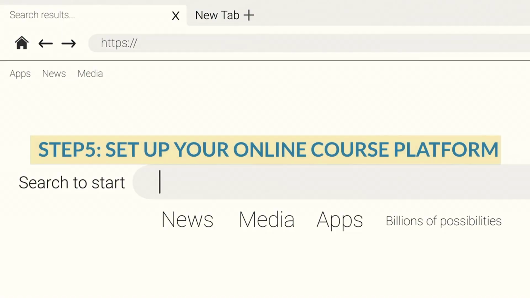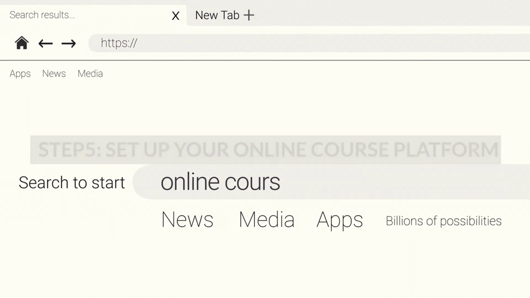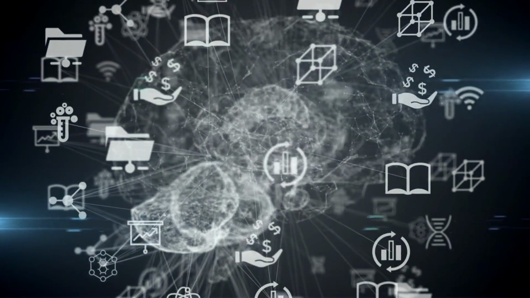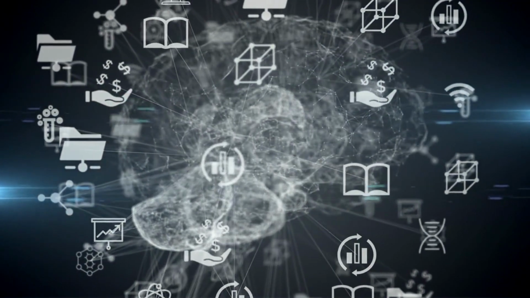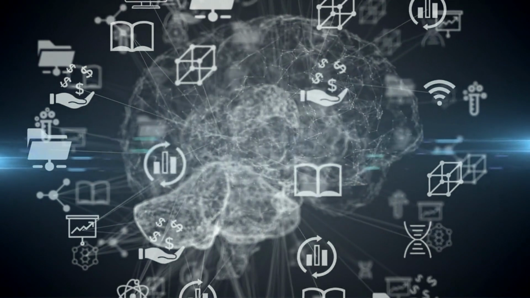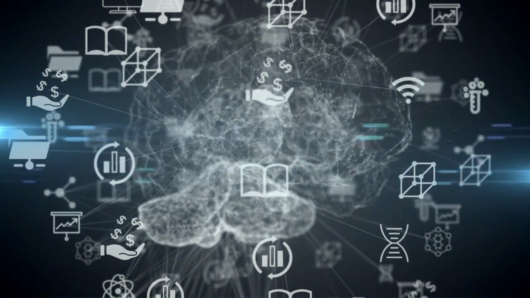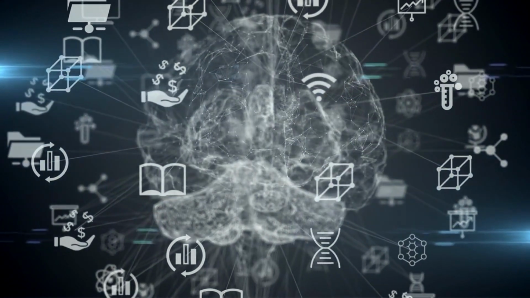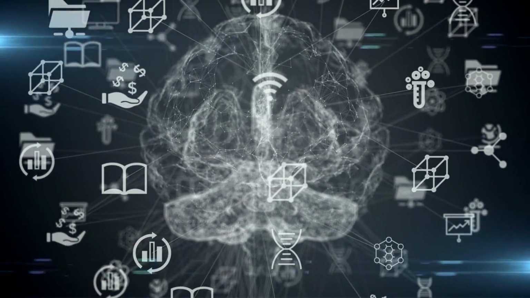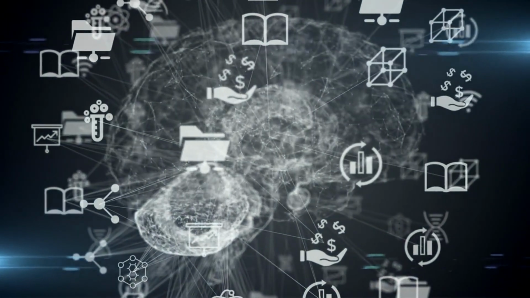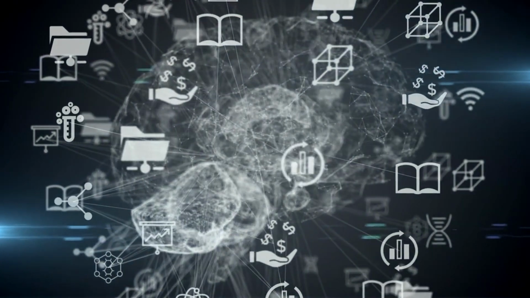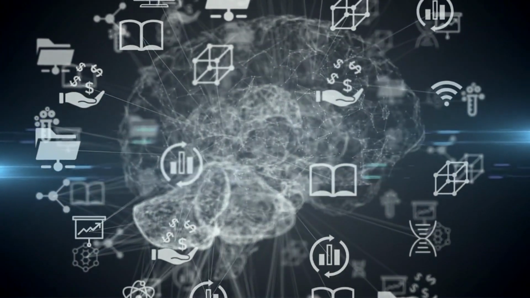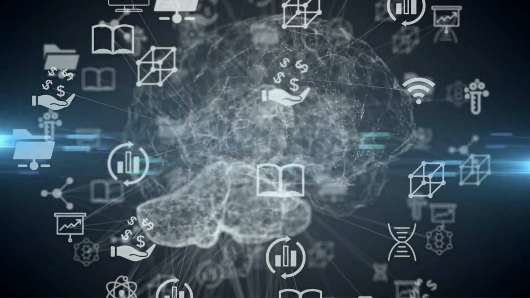Step 5. Set up your online course platform. Once your course materials are ready, you'll need to choose an online course platform to host and deliver your content. There are many platforms available, such as Teachable, Thinkific, and Kajabi, each with its own features and pricing structures. Consider factors like ease of use, customization options, and payment processing when selecting the platform that best suits your needs. Once you've chosen a platform, set up your course by uploading your materials and organizing them into a user-friendly format.